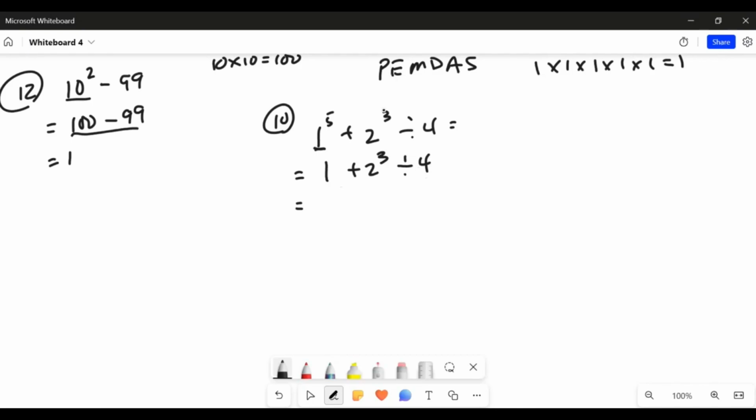Then any parentheses? No. Exponents? Yes. 1 plus 2 cubed means 2 times 2 times 2. 2 times 2 is 4, times 2 is 8. Then any parentheses? No. Exponents? No. Multiplication or division? Yes. 1 plus 8 divided by 4 is 2. And then we have left 1 plus 2, which is 3.